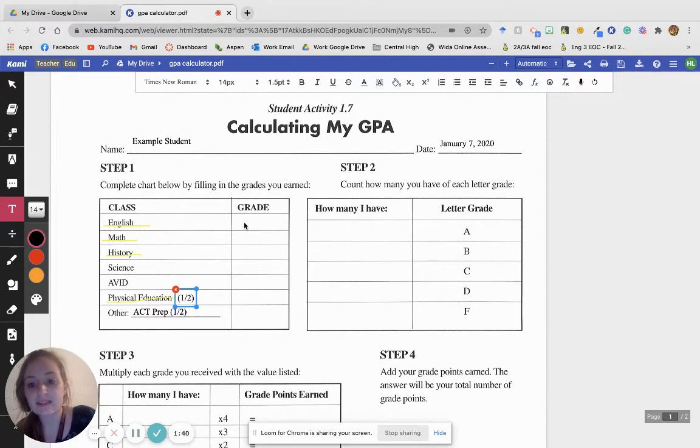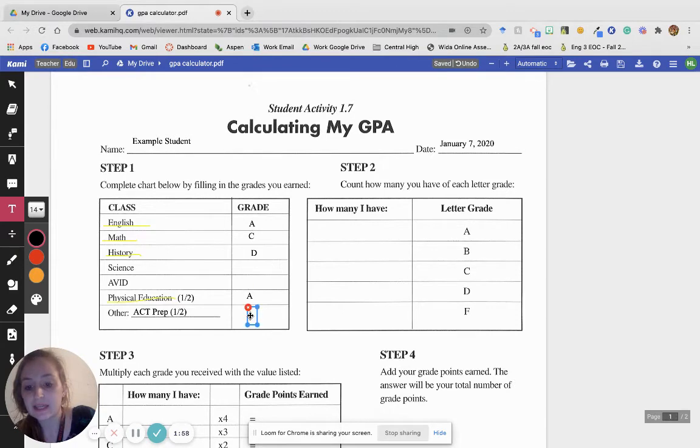So let's say that this student made an A in English class last semester. They made a C in math. They made a D in history. They made an A in PE. And they made a C in ACT prep.